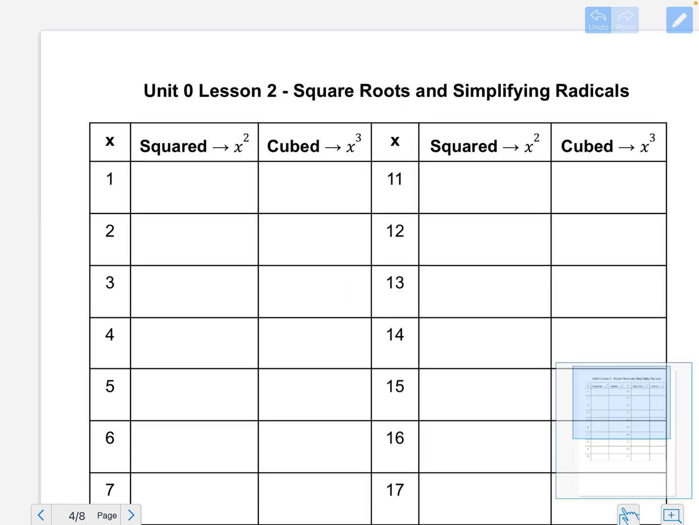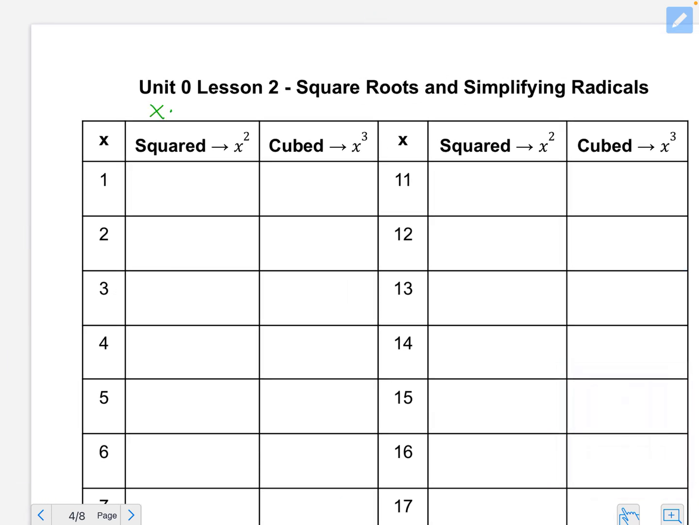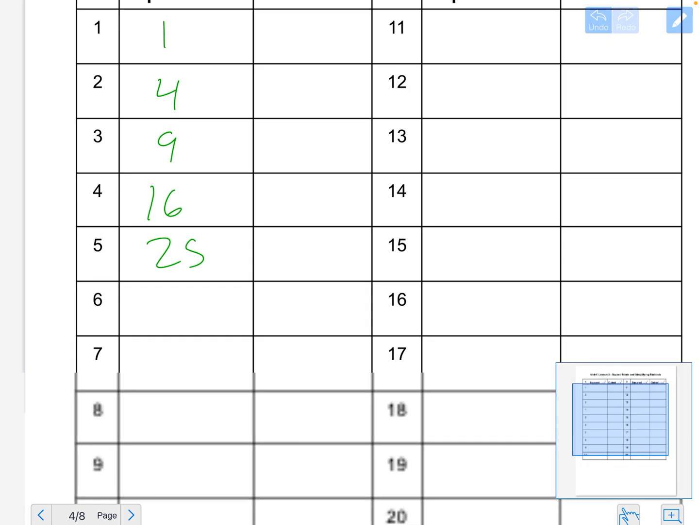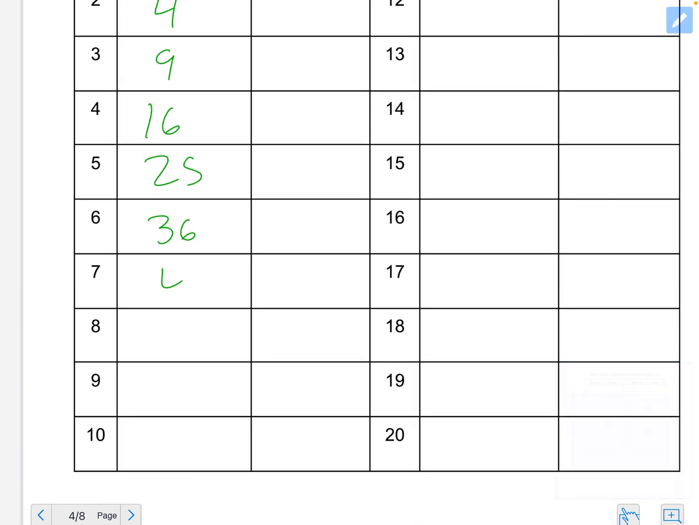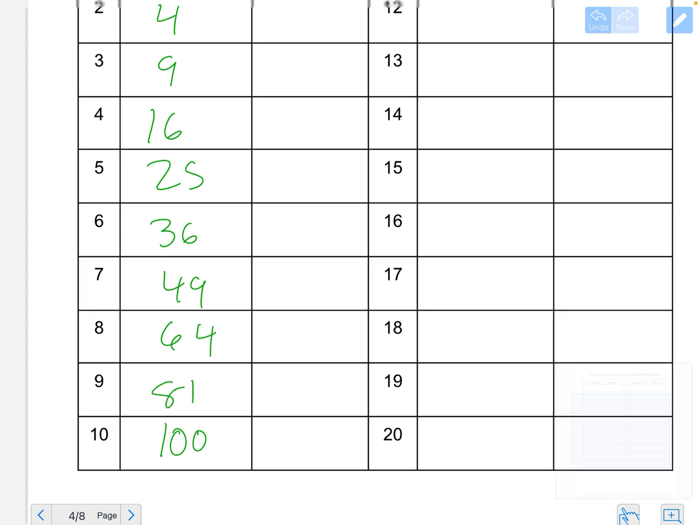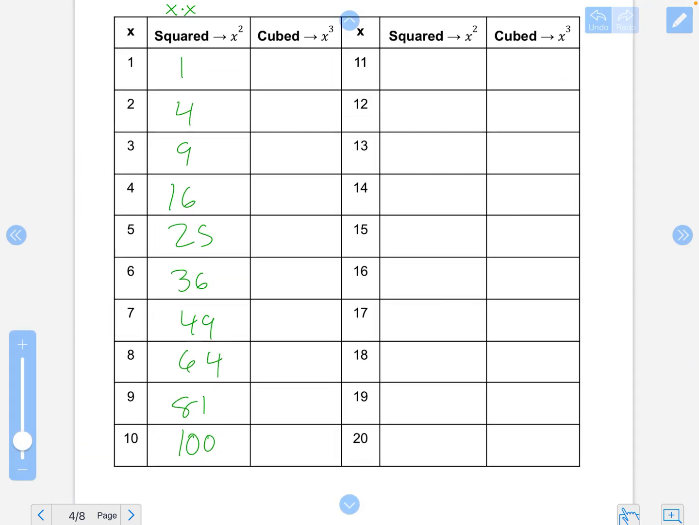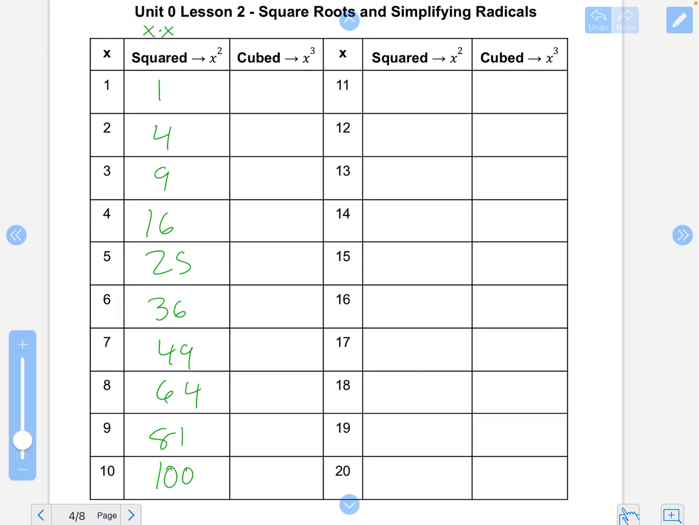So we need to remember that squared means it is x times x. So 1 times 1 is 1, 2 times 2 is 4, 9, 16, 25, 36, 49, 64, 81, and 100. Those should be the ones that you know very well, the ones that are simple and easy. These other 10 you're going to have to work on memorizing.